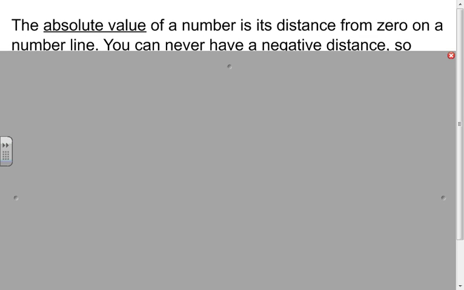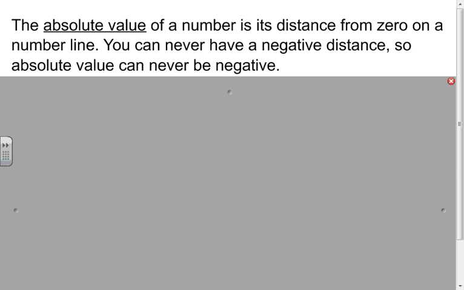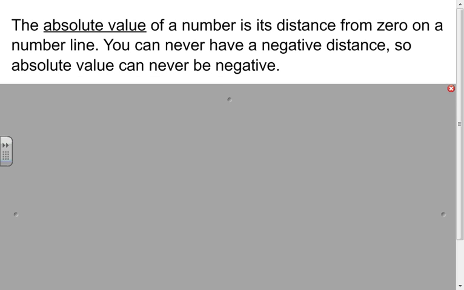absolute value. The absolute value of a number is its distance away from 0 on a number line. You can never have a negative distance. I can walk 5 miles, but there's no such thing as being able to walk a negative 5 miles. You can't have a negative distance, so since absolute value means distance away from 0, absolute value cannot be negative.